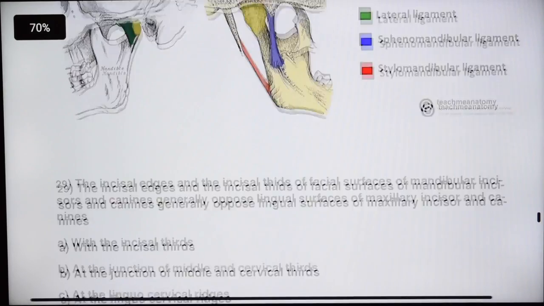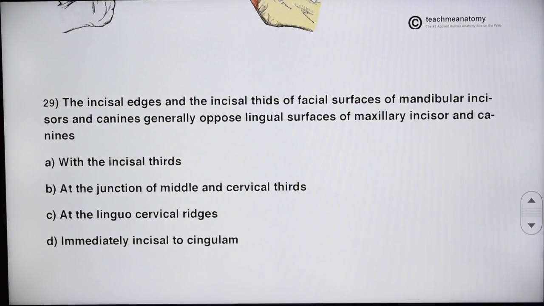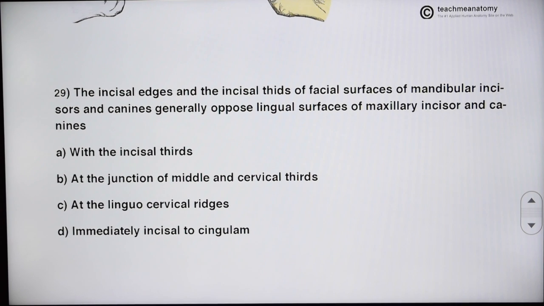So moving on to the next question, the incisal edges and the incisal thirds of facial surfaces of mandibular incisors and canines generally oppose the lingual surface of maxillary incisors and canines. So usually in incisal occlusion, there is contact of the incisal third of the teeth, which is evident in this image.